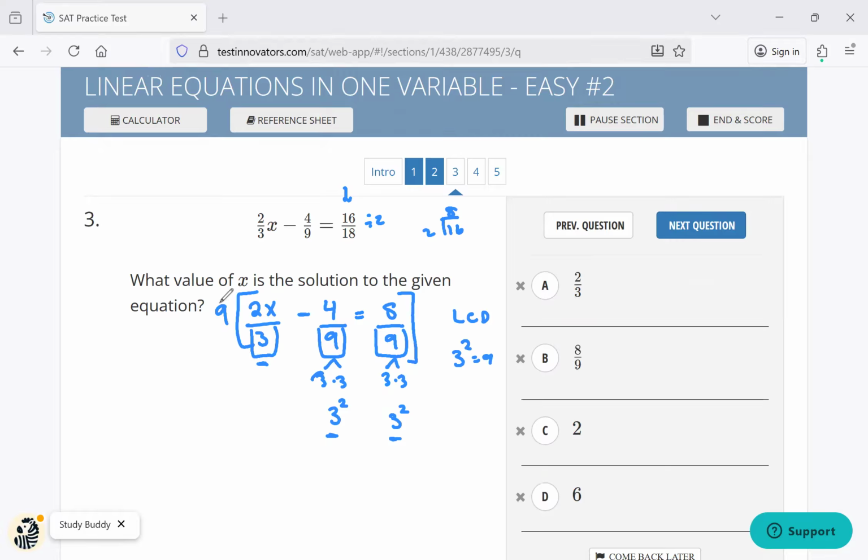So if you need help finding the LCD or if you need a refresher, go ahead and scroll down, and there should be a video about how to find the LCD in fraction form.